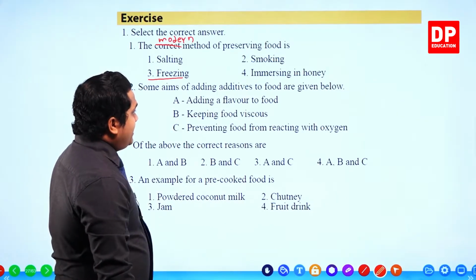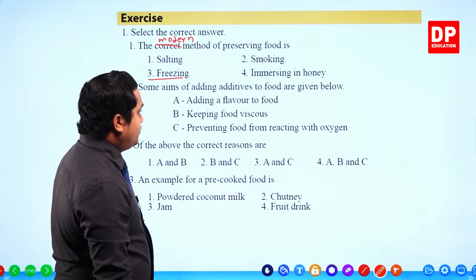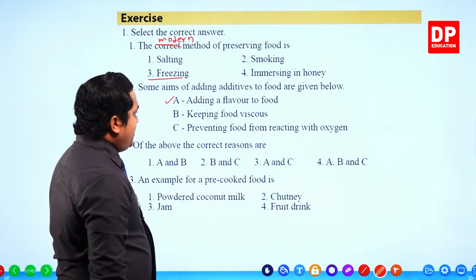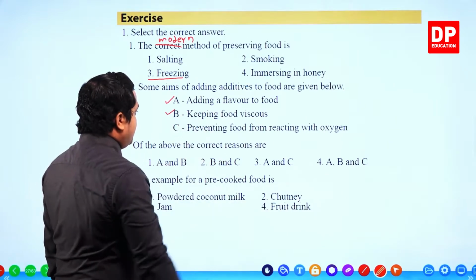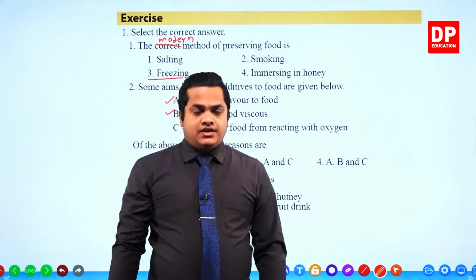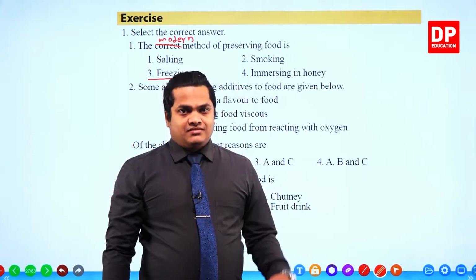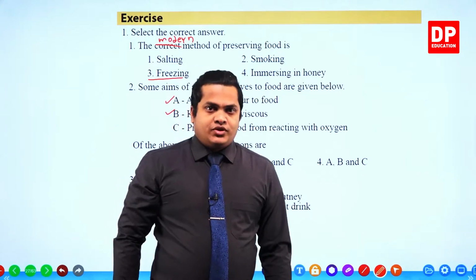Some aims of adding additives to food are given below. Adding a flavor to the food. Correct, right? Correct. Keeping food viscous. That is also correct. Viscous means here we are increasing the thickness of the food. Increasing the viscosity, or viscous, means here we are increasing the thickness of the food item. So it is correct.